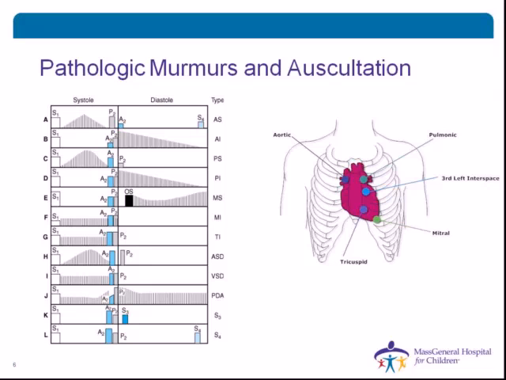And S4, however, occurs very late in the diastolic frame, preceding the first heart sound, and it typically reflects atrial contraction against the stiff ventricle.